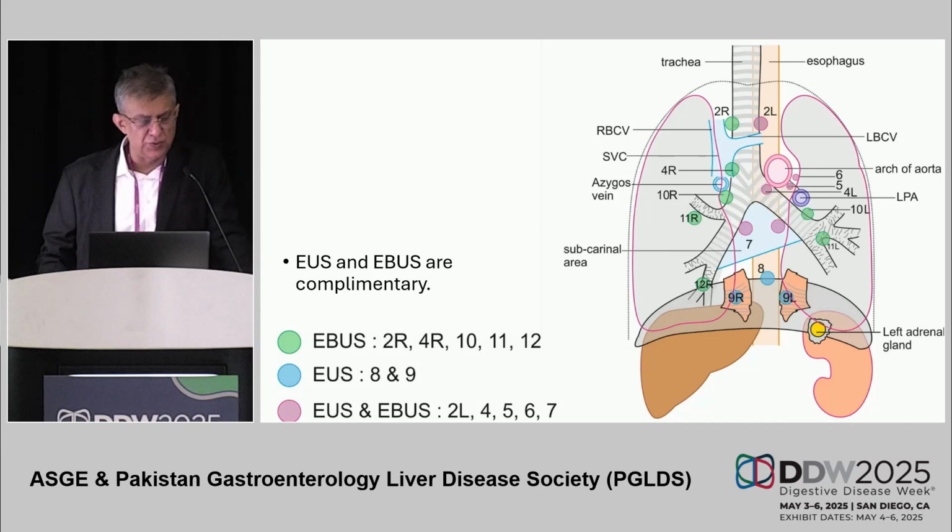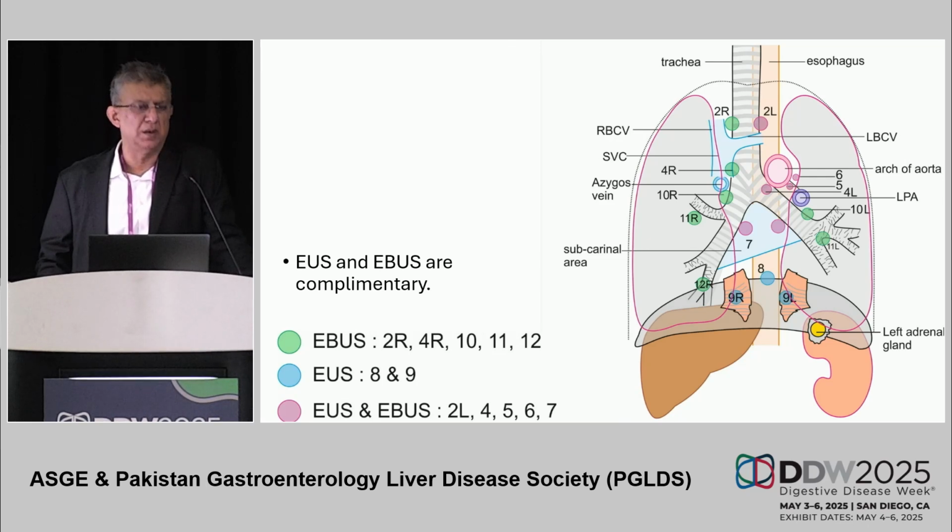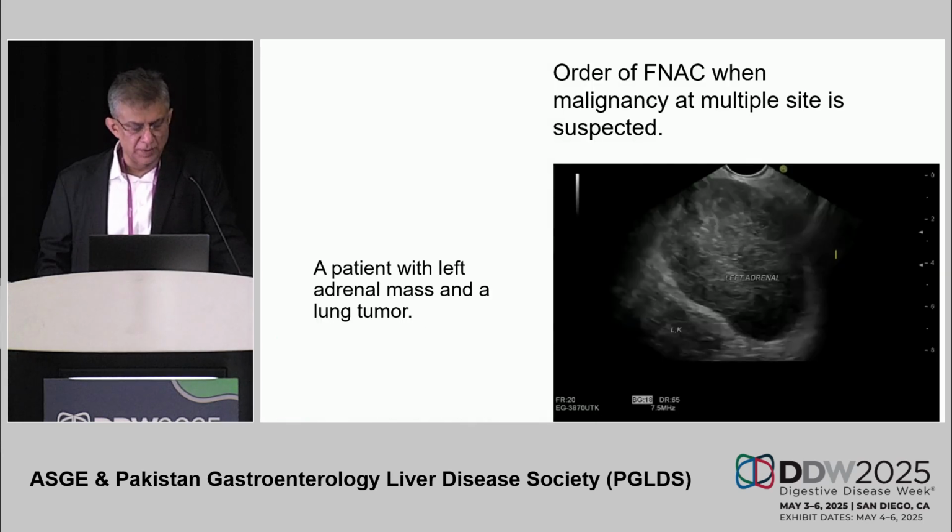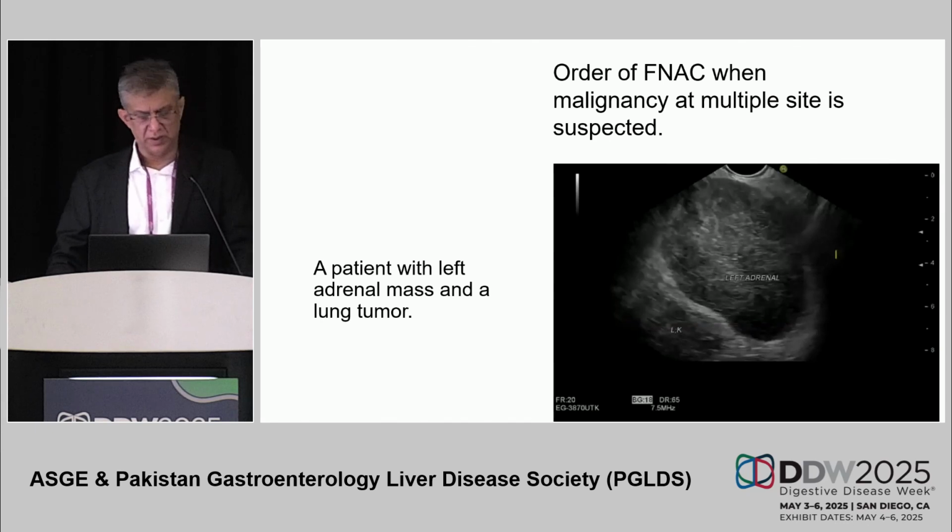These are the nodes which you can see. The green color is all which are accessible only by endobronchial ultrasound, blue by endoscopic ultrasound, and the red both. The question is, if you are really persistent, all these green color nodes, many of them can be assessed by endoscopic ultrasound, and we keep on trying. And as I said, it is possible to take FNAC of these nodes even by endobronchial ultrasound.